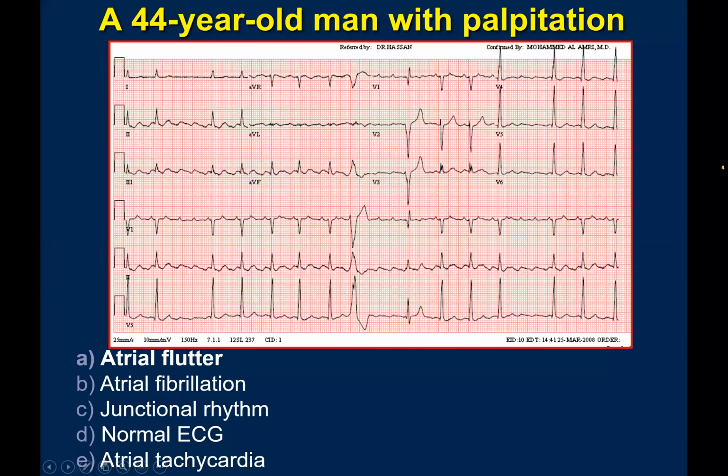Excellent. And this is just to show you that sometimes if you have actually block like this one, the flutter wave can be more obvious. Sometimes if you give IV adenosine to block the AV node conduction, you can see something like this. The flutter wave will be more obvious, and then you see the QRS complexes in between. So that is more typical flutter.